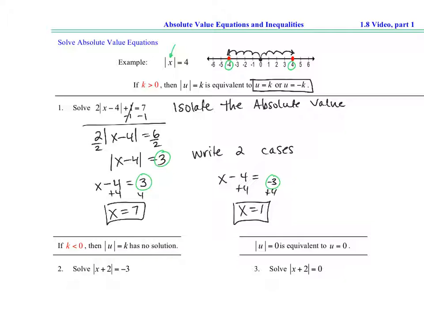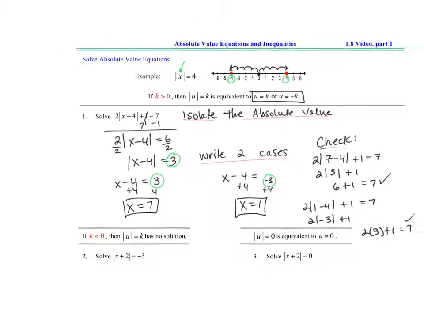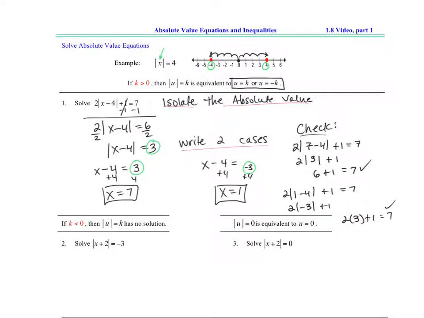Okay, so the big idea, isolate your absolute value and then write your two cases. Great, and those do check out, and so the two cases are going to always be, just like we had here, a positive and a negative. So those are the two cases. You've got the positive of this value 3, and the negative is that second case.